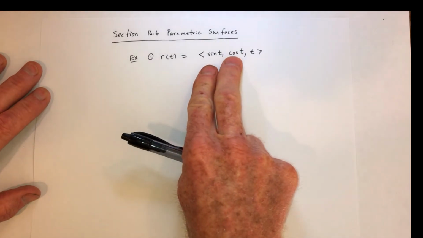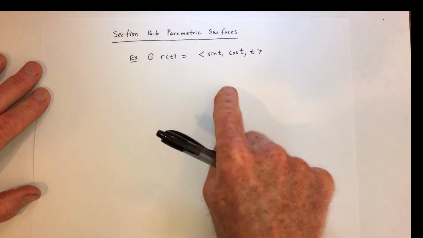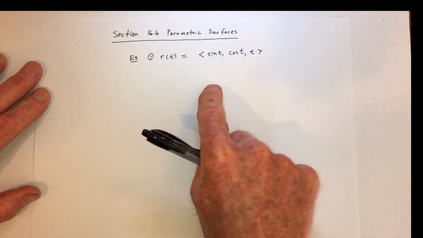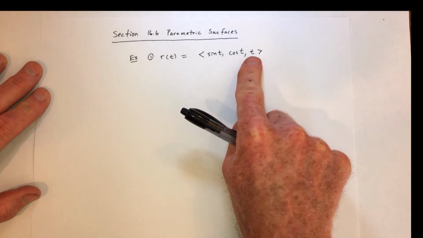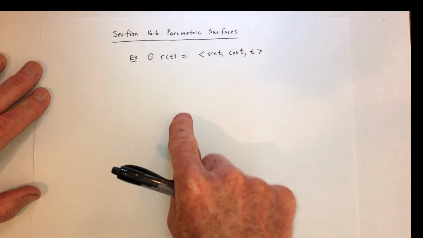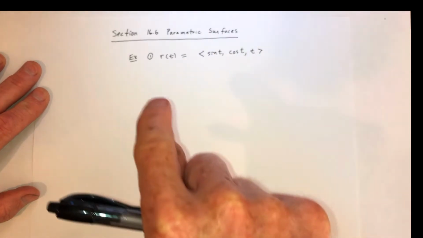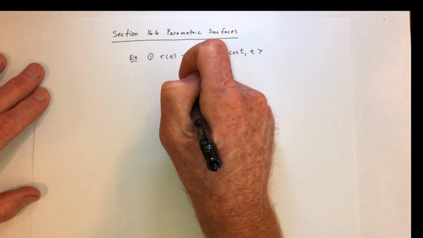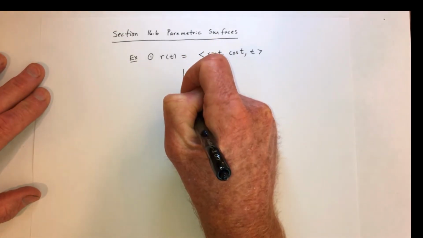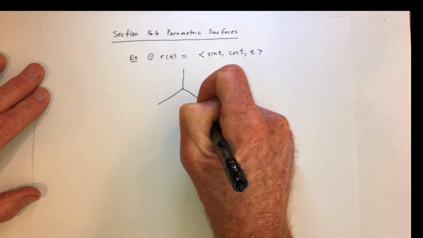So if you only had the sine and the cosine part, then that would just make a circle and it would go around and around on the piece of paper. By having the z value get bigger and bigger, then imagine it goes around, but then it goes up into the sky, and it's much like a coiled spring. So its graph would look something like this.